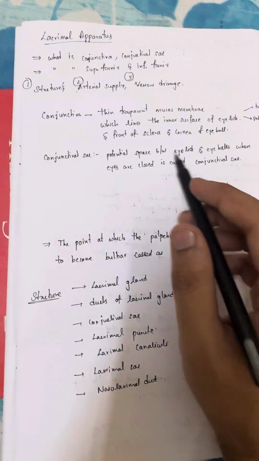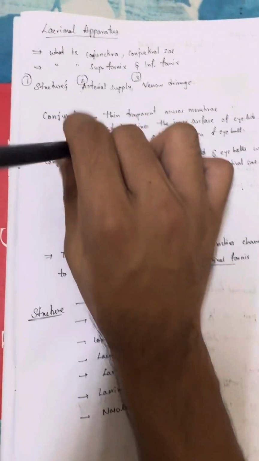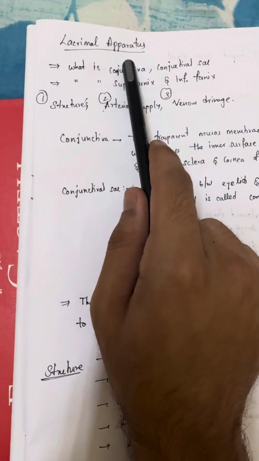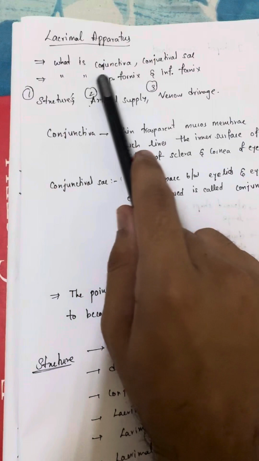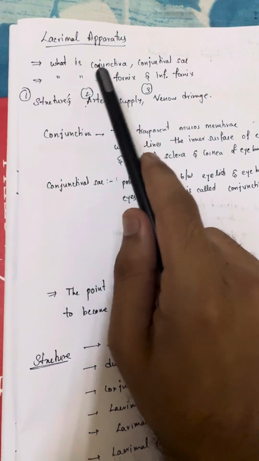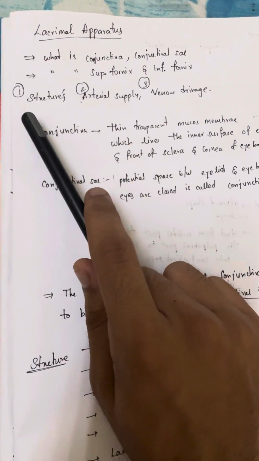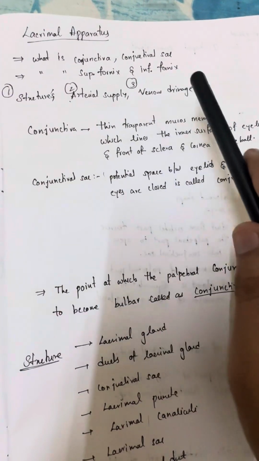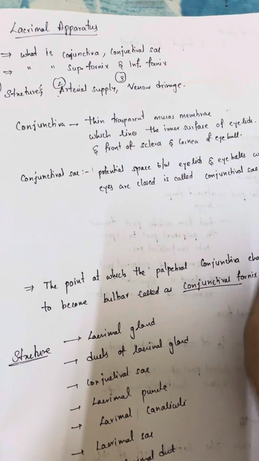Hello everyone. Now we are going to discuss the lacrimal apparatus. Before discussing the lacrimal apparatus, we have to know what is conjunctiva, what is conjunctival sac, what is fornix, and then we'll discuss the lacrimal apparatus structures, arterial supply, and venous drainage. The nerve supply we'll discuss in another video.